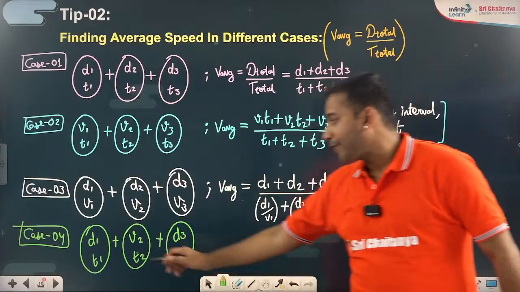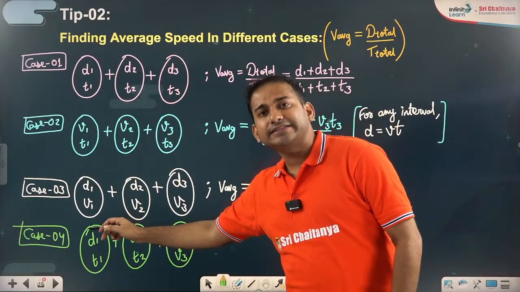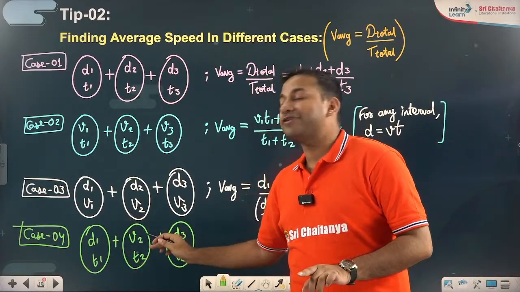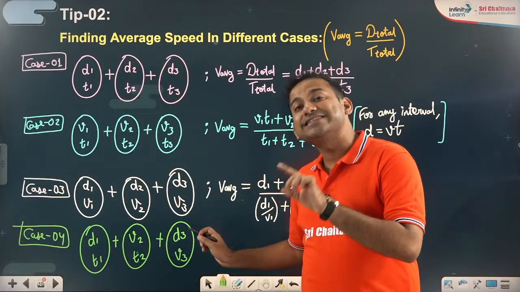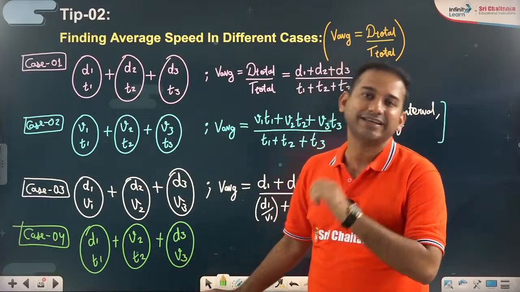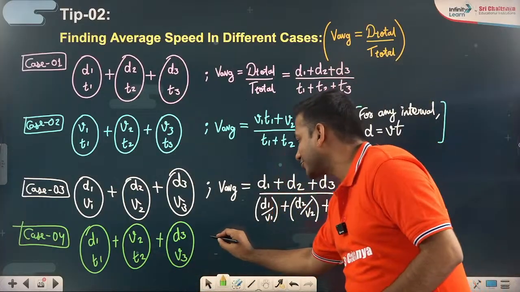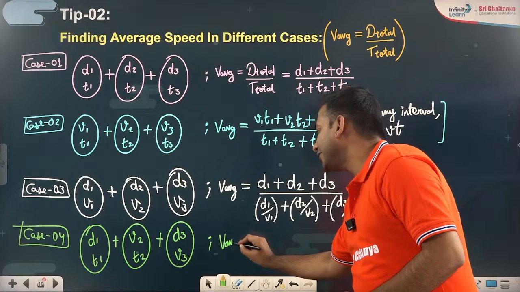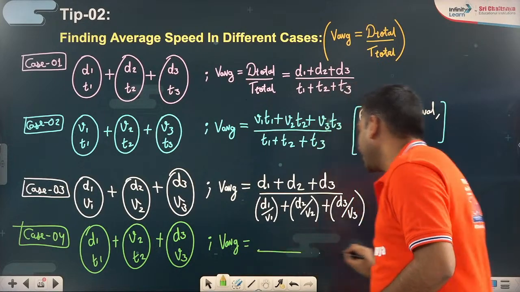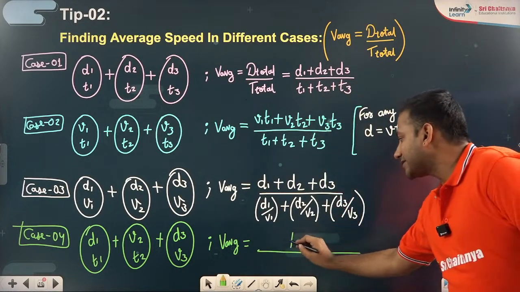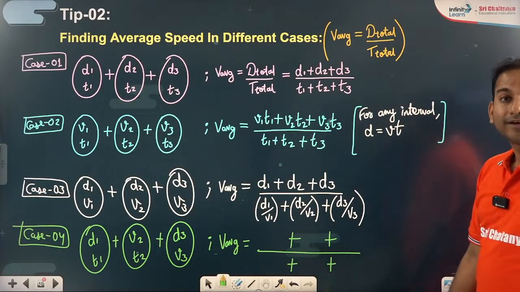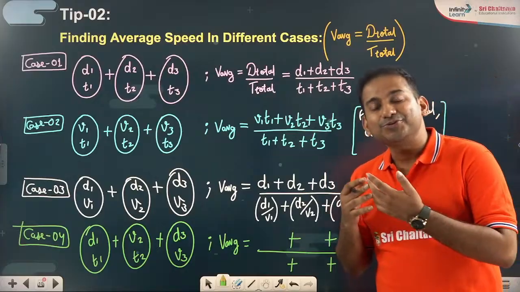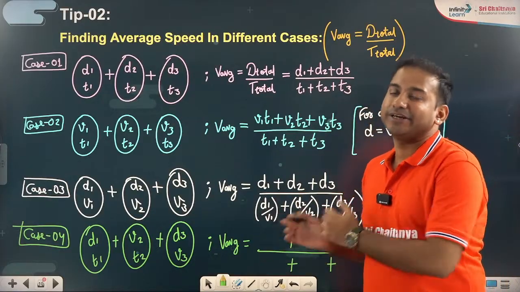I repeat, a body covers d1 distance in t1 time, then travels with v2 speed for a t2 time, and then covers a distance d3 with the speed v3. Language, boss, language. V average will be given by, very easy sir, something plus something plus something over something plus something plus something. Now, whatever distances you can see directly, put it in the numerator.